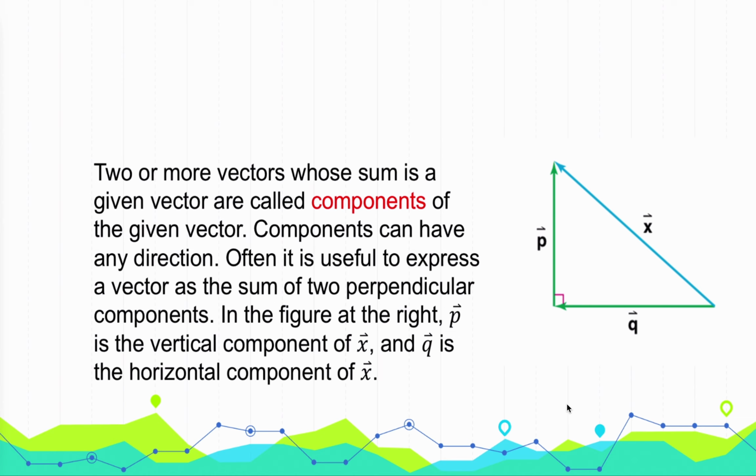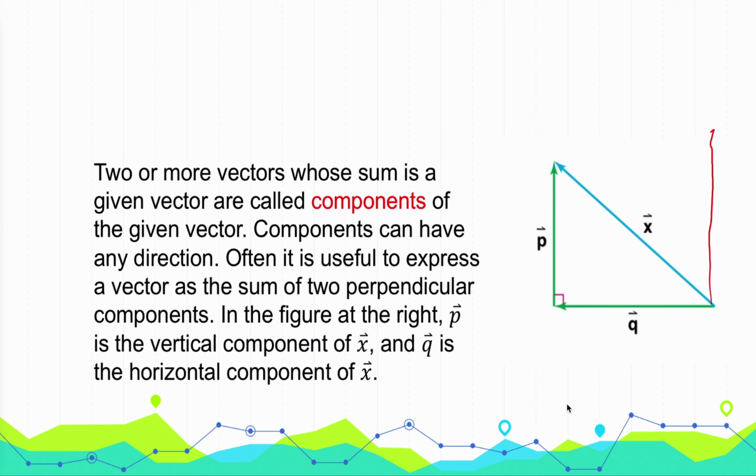Two or more vectors whose sum is a given vector are called components of the given vector. Components can have any direction. Often it is useful to express a vector as the sum of two perpendicular components. In the figure at right, p is the vertical component of vector x and q is the horizontal component of vector x.